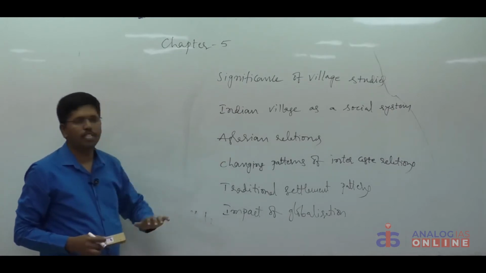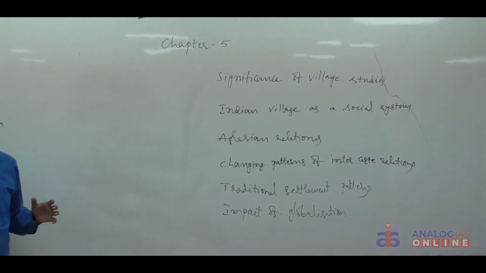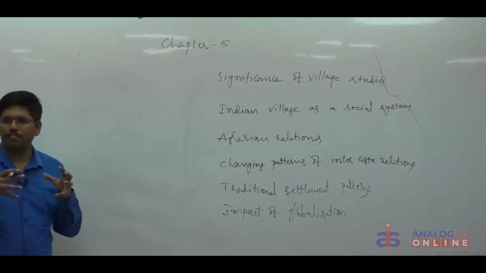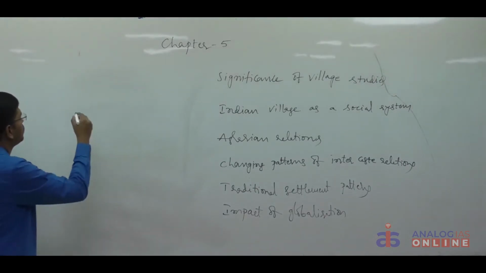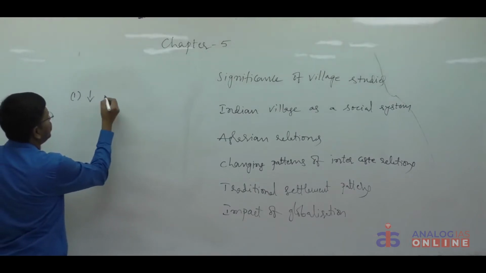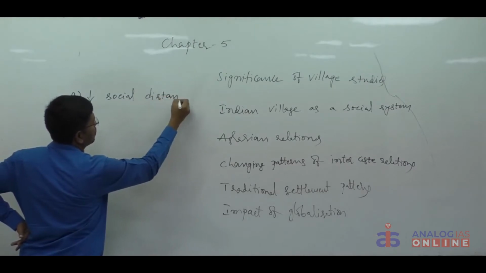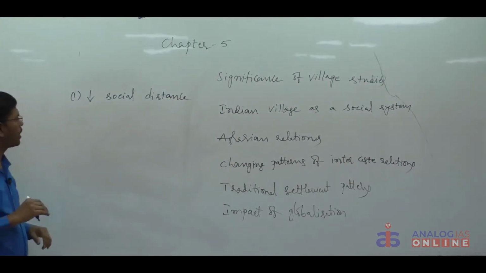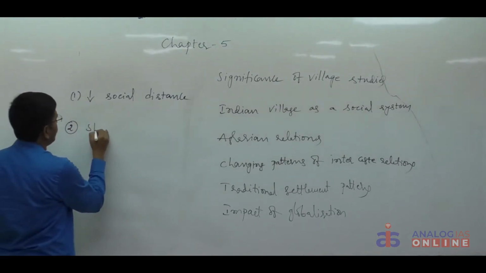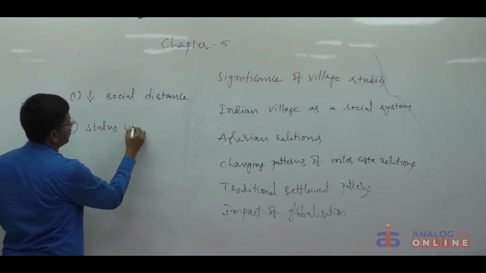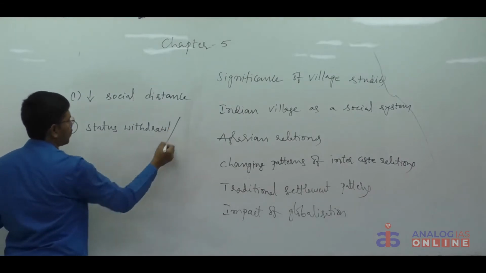The next topic is changing patterns of intercaste relations. Here, how the relations among different castes changed gradually over a period of time. There are four major changes. First one is decrease in the social distance between the higher caste and lower caste. Second one is status withdrawal or status reversal or proletarianism.